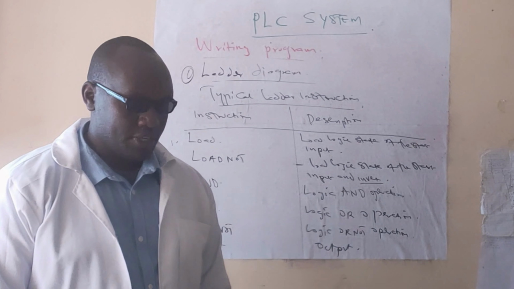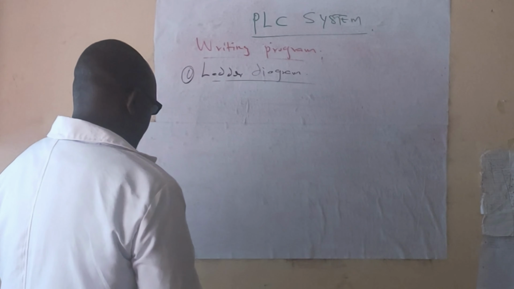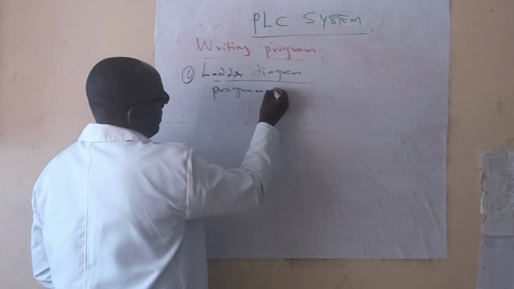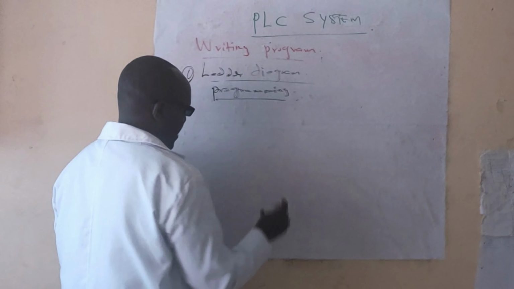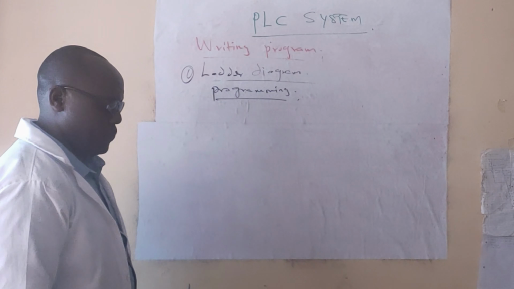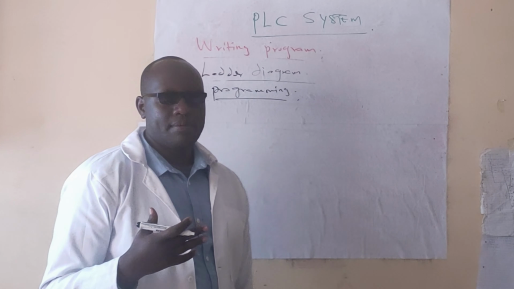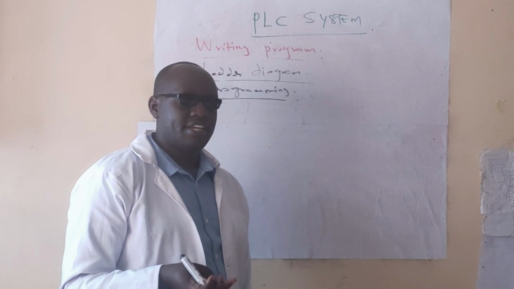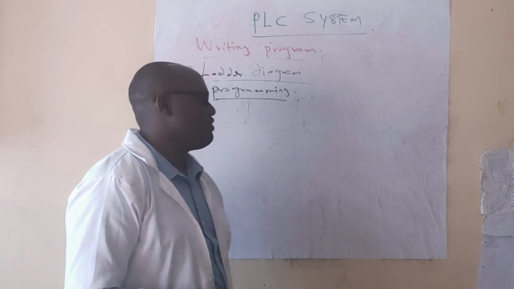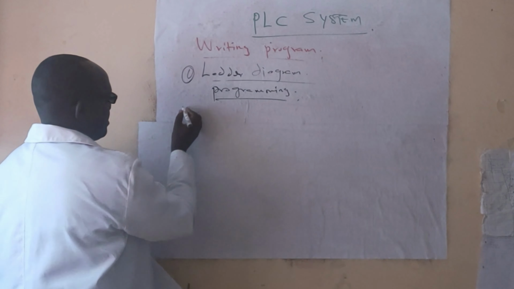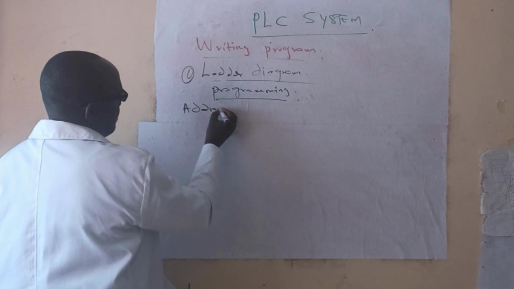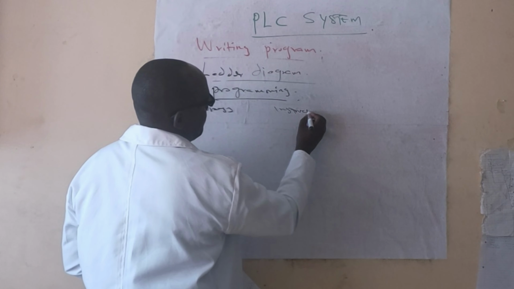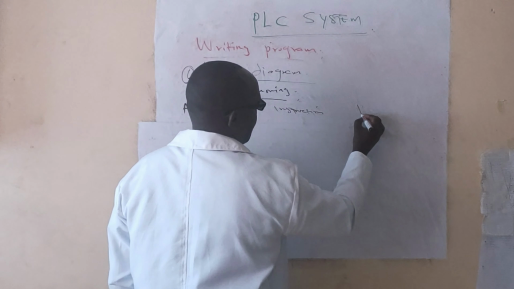So let's see the programming. We had said that in programming a PLC, it has 3 components: the address, the instructions, and the data format. So let's see them. There is the address, there is the instructions, and then there is also the data format.